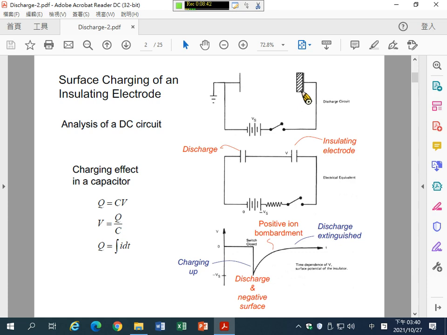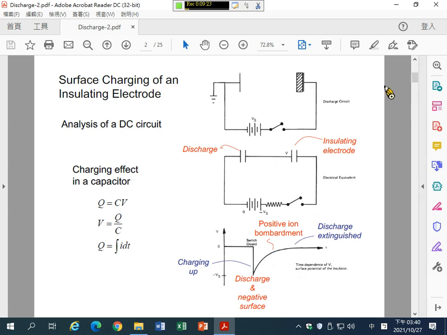Okay, and the other side of the insulator will charge up negatively. So actually, the surface of the insulator also charges up negatively. Okay, so this is by a displacement current effect. So this part is negatively charged, and the other side is positively charged or grounded. So there is a potential difference between the insulating surface and the grounded anode.